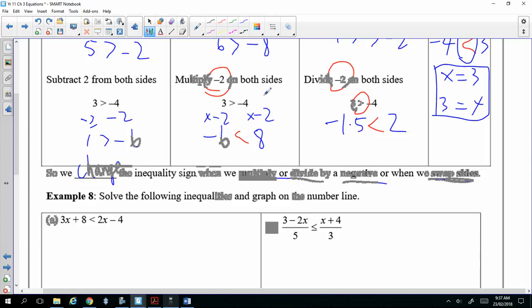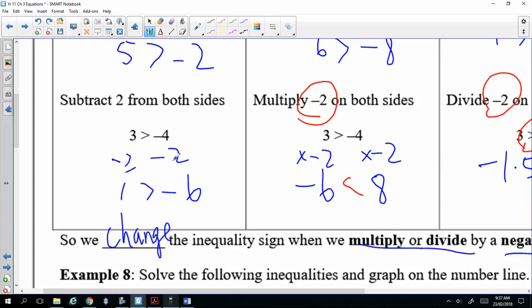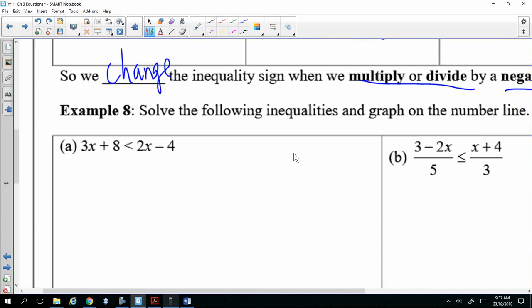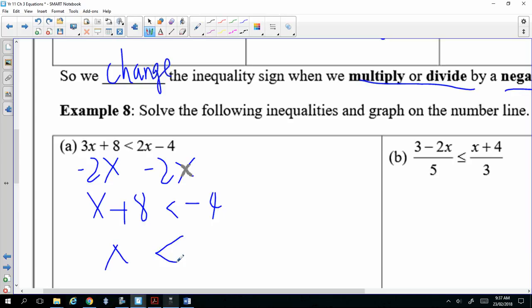Alright, let's look at this. First one is very easy. Minus 2x, minus 2x: x plus 8 is less than negative 4, so x is less than negative 12. And you graph the answer on the number line, so 0, negative 12. So therefore it's going to the left. Yep. So that's how we graph it on the number line.